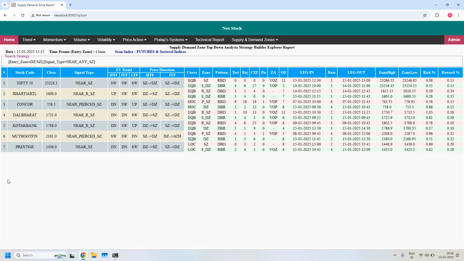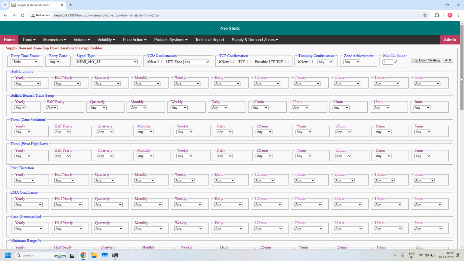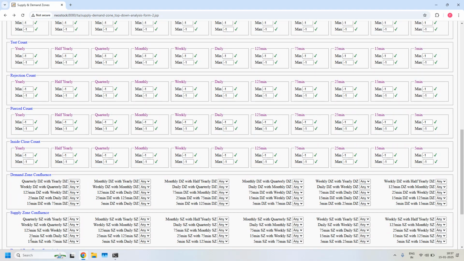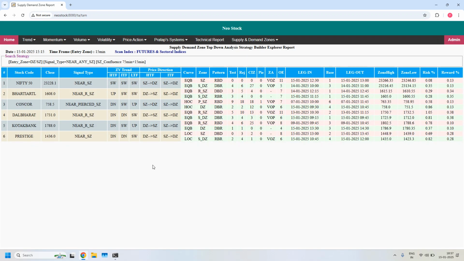Out of these 7, how many are having an LTF, ITF supply zone confluence? Let us set that: 15 minute supply zone with the 75 minute supply zone confluence. Enable the filter. Now out of 7, we got 6 stocks. All these 6 supply zones are part of the 75 minute supply zone. But the third stock is a pierced supply zone. You can ignore it.